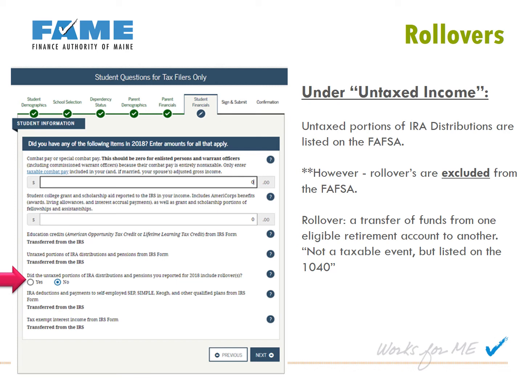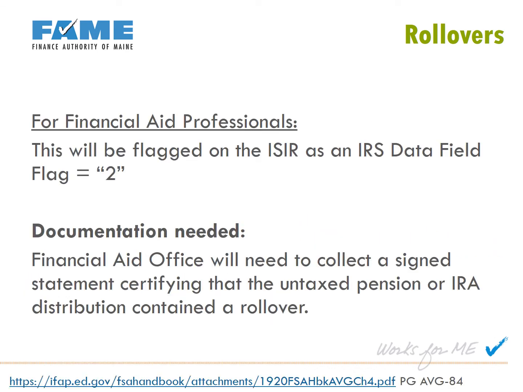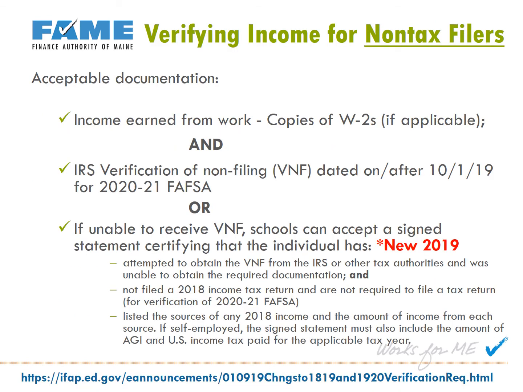So it's not income that should be on the FAFSA, so this should be excluded. You can go in and say this is the part of the rollover, don't include this in my income. Super important to note that we don't want people to overinflate their income. For my financial aid people, that's going to come into your system with an IRS data field flag of 2. So what you need to do is get a copy of a signed statement from that person saying that amount was a rollover. We just need something documenting that amount was a rollover.